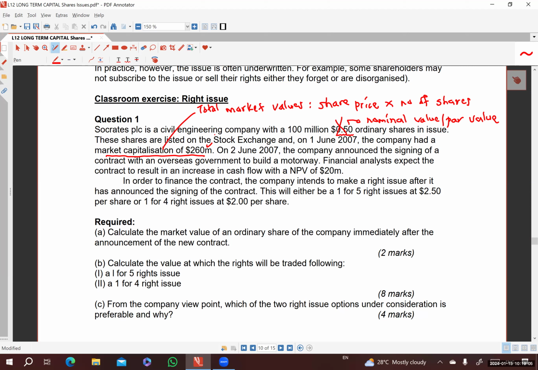On 2nd June, the company announced the signing of a contract with an overseas government to build a motorway. Financial analysts expect the contract to result in increased cash flow with NPV 20 million. In order to finance the contract, the company intends to make a right issue after it has announced the signing of the contract. Key point. This would either be a 1 for 5 right issue at $2.50 per share or a 1 for 4 right issue at $2 per share. A. Calculate the market value of an ordinary share of the company immediately after the announcement of the new contract. Okay, first question.